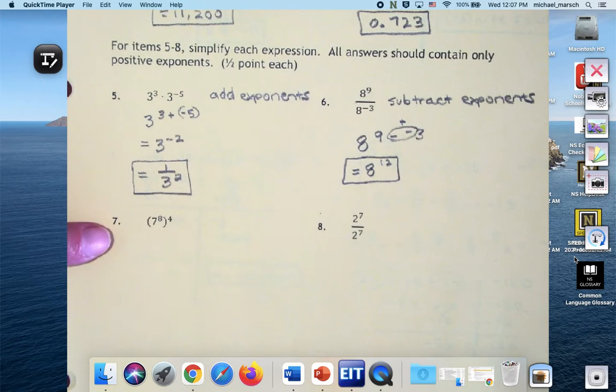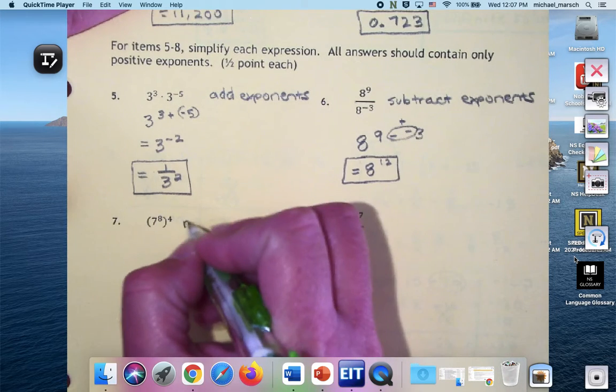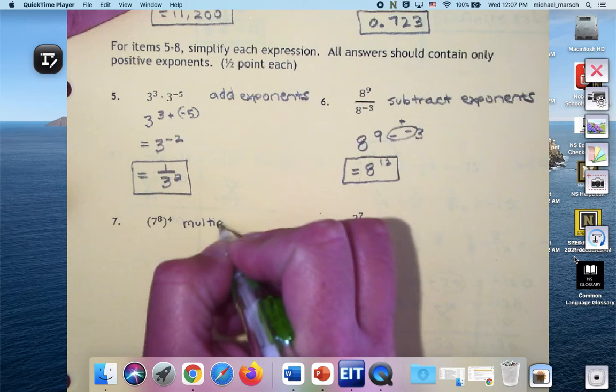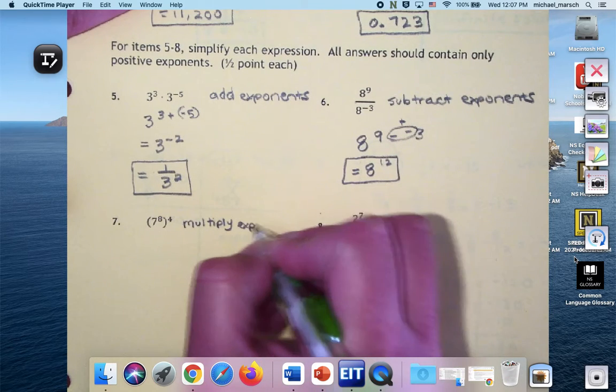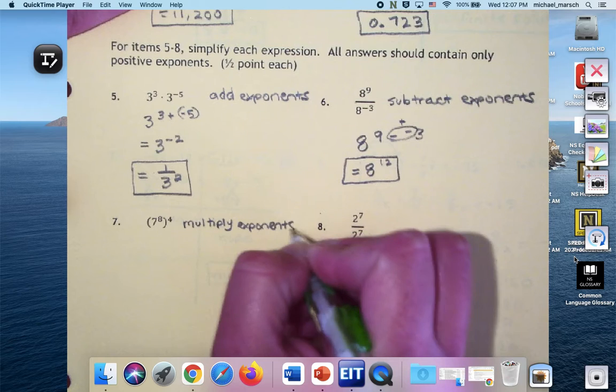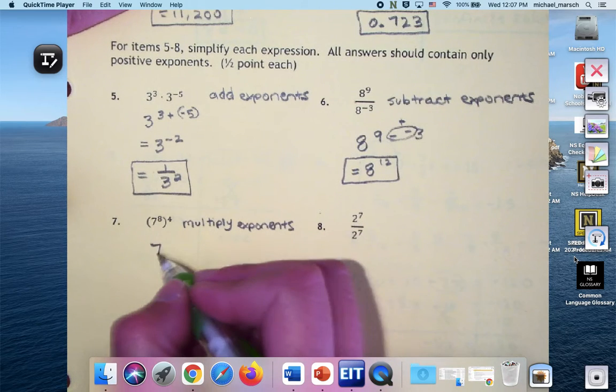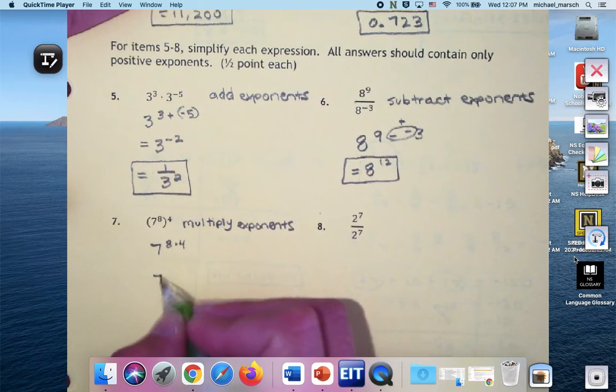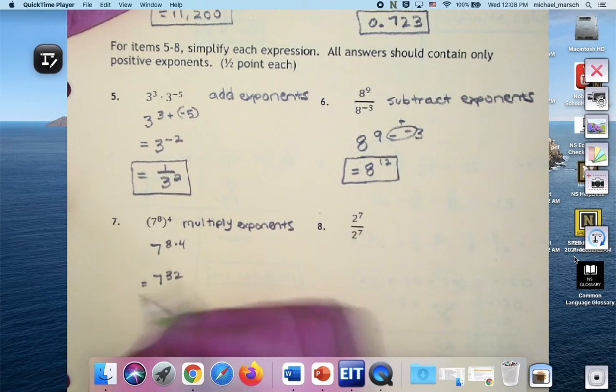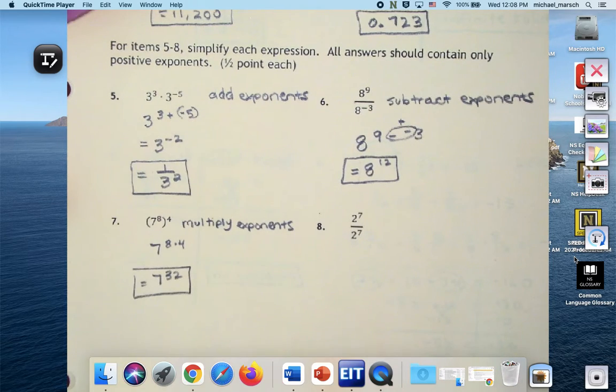What do I do when I have a power raised to a power? Multiply. Ferdy, are you just guessing or do you really know these? Guessing. Well, if you're just guessing, you're a good guesser. 8 times 4, so that gives me 7 to the 32nd power. There's no funny business there.